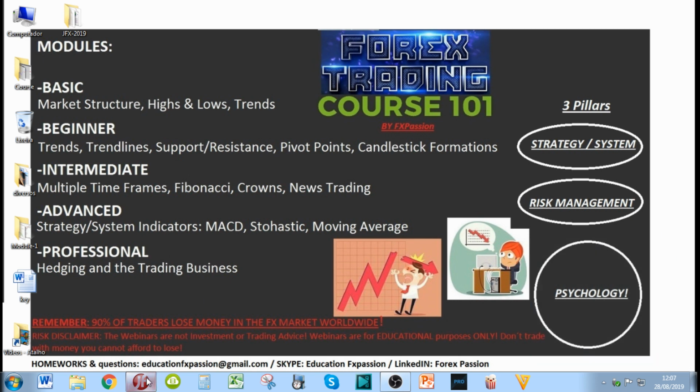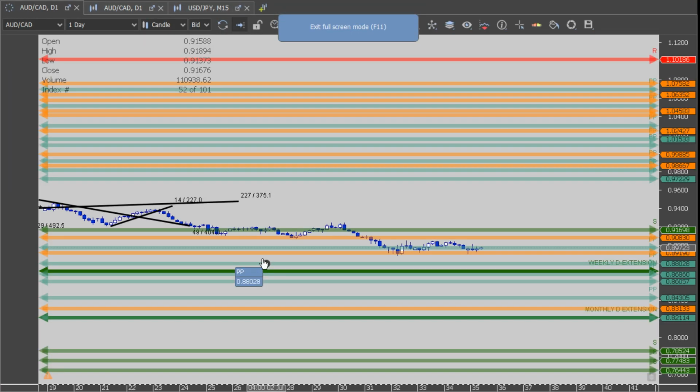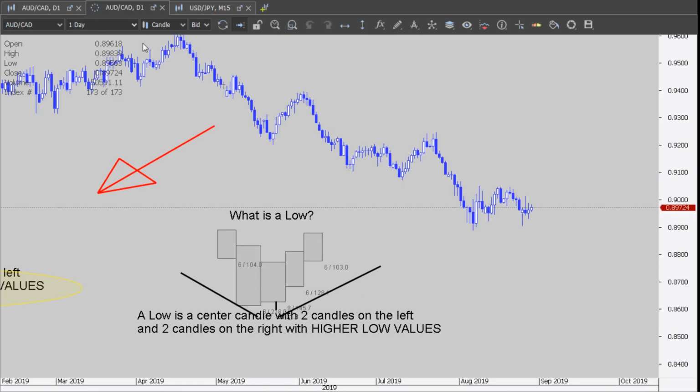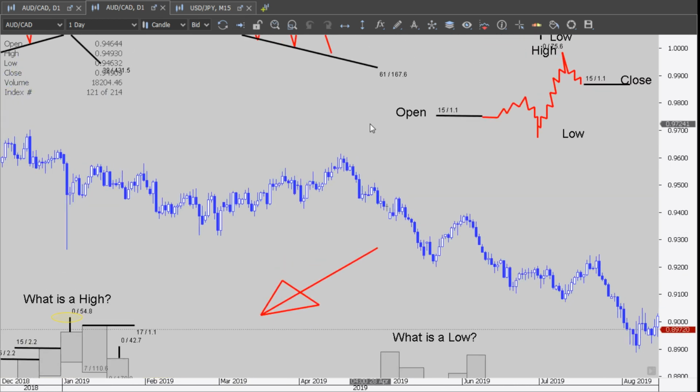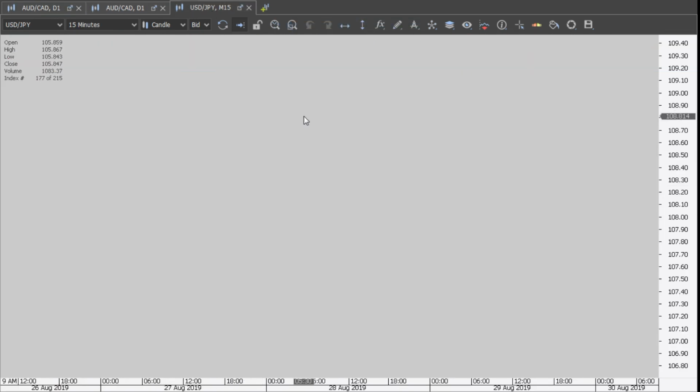Okay, everybody, that being said, let's dive into the live markets and let's try to see how to trade support in an uptrend. Do I have anything from yesterday? No, not this. Okay, no problem.